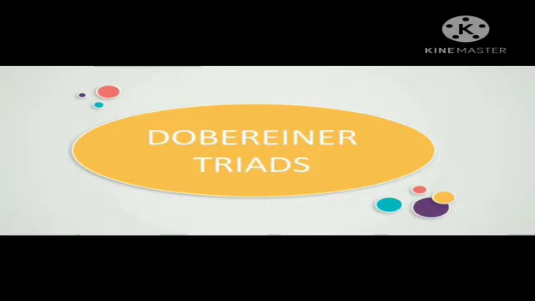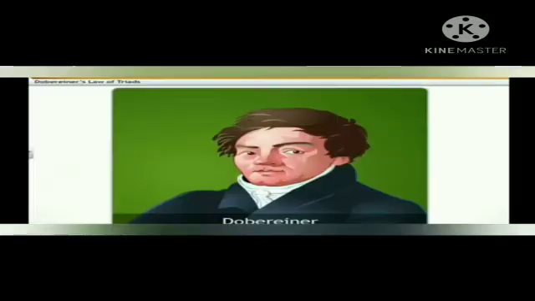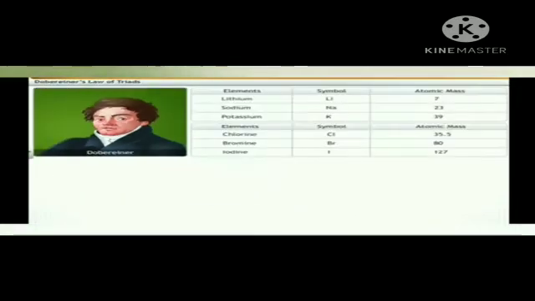Let's discuss the attempts made by different scientists to classify the elements. First, we will talk about Dobereiner's triads. Actually, Dobereiner in 1829 gave the law of triads, in which he arranged similar elements in groups of 3 and showed that the atomic weight of the middle element is approximately the arithmetic mean of the other 2. Okay, now next is Dobereiner's triads.